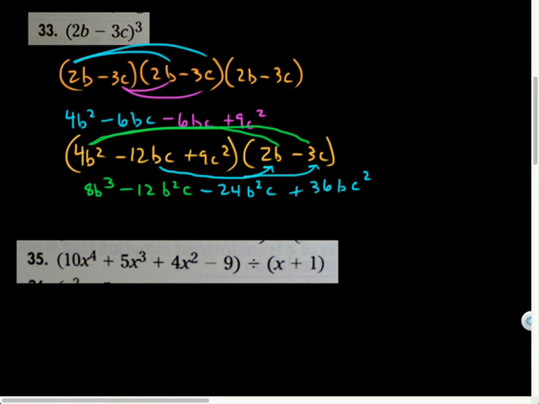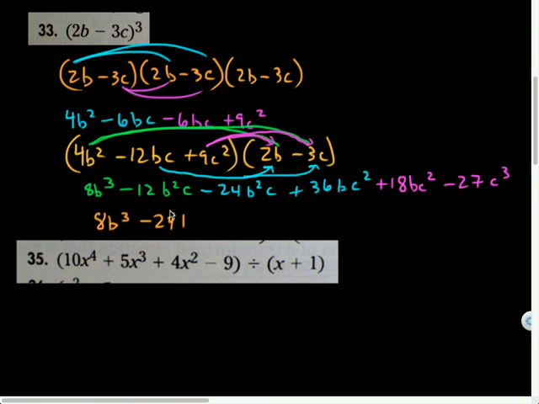And 9c squared also has to be multiplied by both of those. So 9 times 2 is 18bc squared, and 9 times negative 3 is negative 27c cubed. Whew. Go through and combine like terms. 8b cubed has no friends. Negative 12b squared c and negative 24b squared c, those are buddies. That's a total of negative 24 of them.